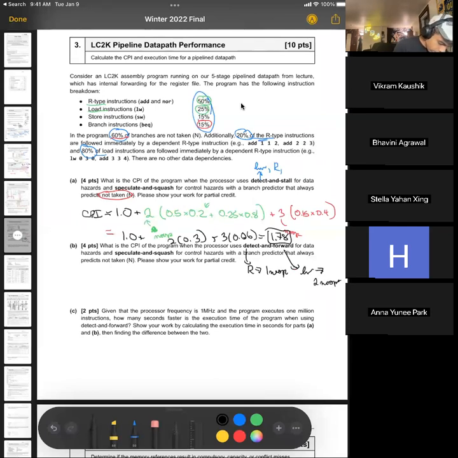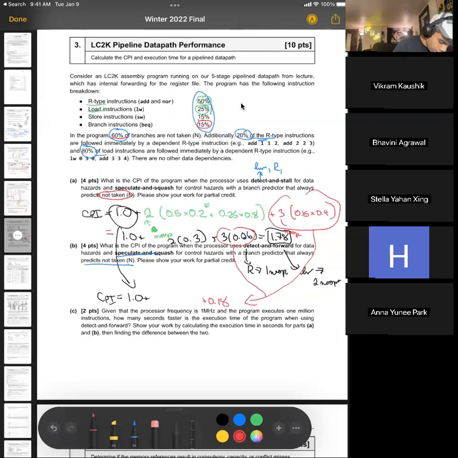And so we are still using, you'll notice, speculate and squash with speculate not taken. And so what that means is that this value, we can just copy down here. And we can also copy that down. And so our CPI is equal to 1.0 plus, we're going to recalculate the data hazards, but the control hazards are still going to be 0.18. So that's this number.